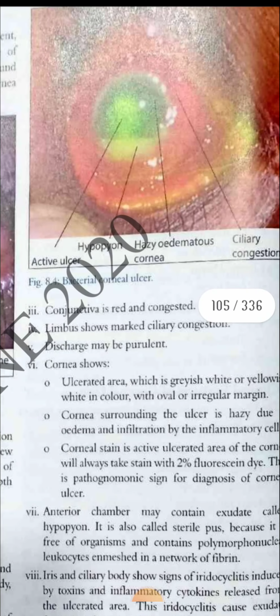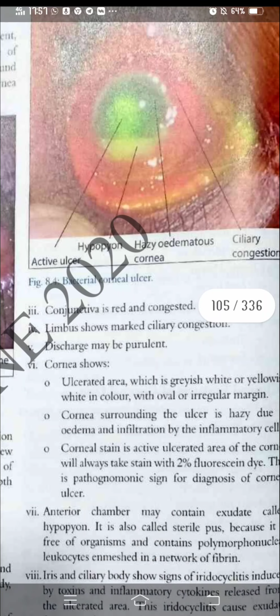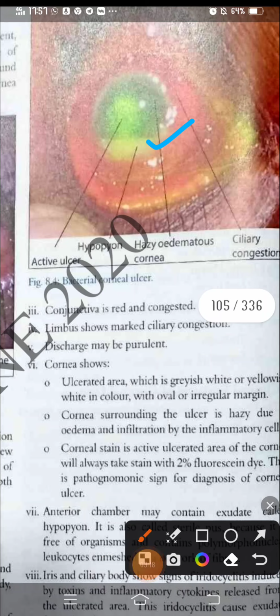In this figure 8.4 you can easily see that there is ciliary congestion. Ciliary congestion means that all the vessels that radiate from the limbus would be congested. Or we can define it as a pinkish area around the limbus due to dilatation of vessels which appear to radiate from the cornea, iris and ciliary body. And you can also see clearly here hypopyon, as I told you before. And then this is the active ulcer.